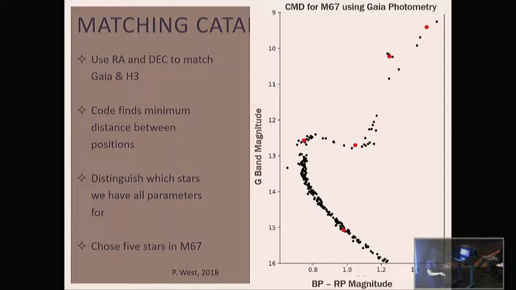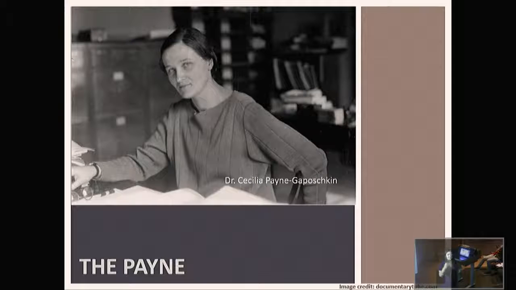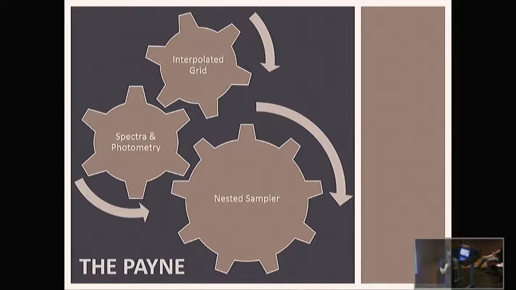So once I had those 5 stars, I fit them using something called the Payne. And so it's named after Dr. Cecilia Payne-Gaposchkin. The story behind that is really great, and if you're interested, please feel free to ask. I'm going to go right into explaining what the Payne actually does. So the Payne takes the observational data and it is giving us actual physical quantities from this data.